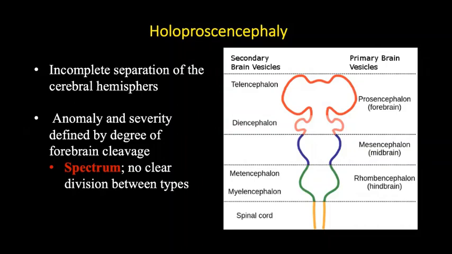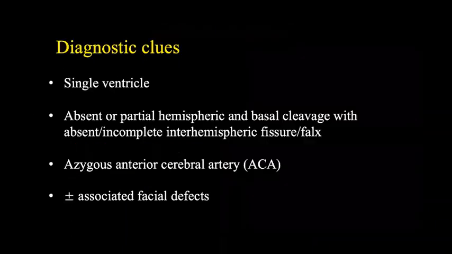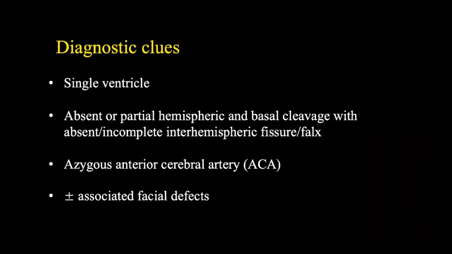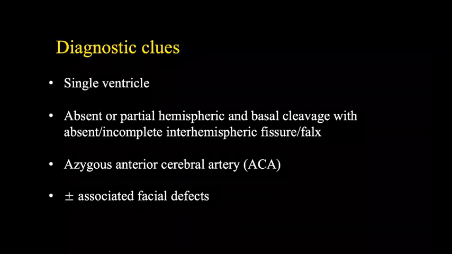And it's a spectrum of disease. There is no clear distinction. Sometimes it's very hard to say whether it's semi-lobar versus lobar holoprosencephaly. Overall, they will get a single ventricle, absent or partial hemispheric and basal cleavage, and incomplete interhemispheric fissure or falx. There is an azygous anterior cerebral artery, and because it's a midline abnormality, there are midline facial defects.